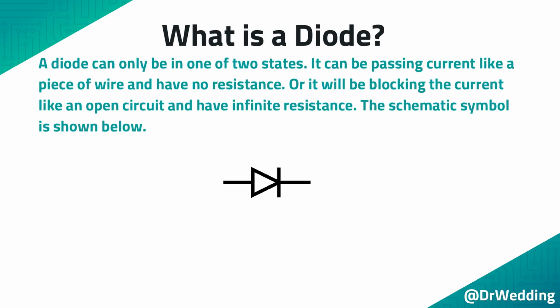A diode can only be in one of two states. It can be passing current like a piece of wire and have no resistance, or it will be blocking the current like an open circuit and have infinite resistance. The schematic symbol is shown below.